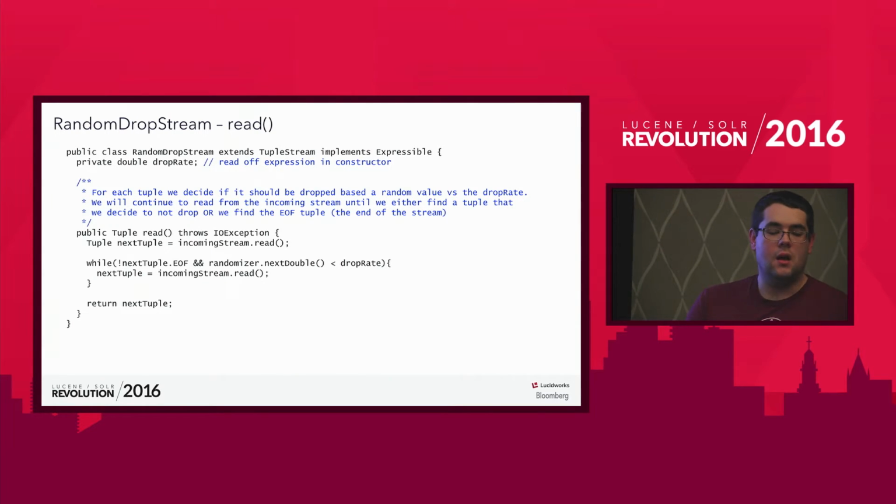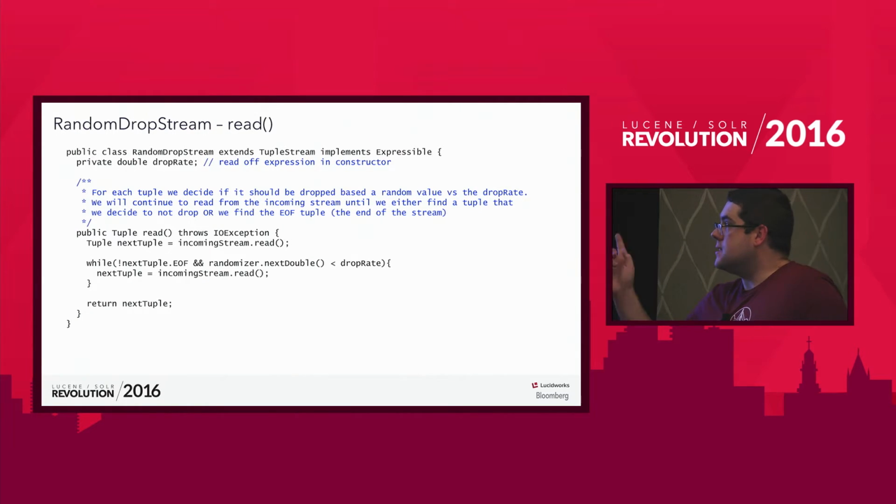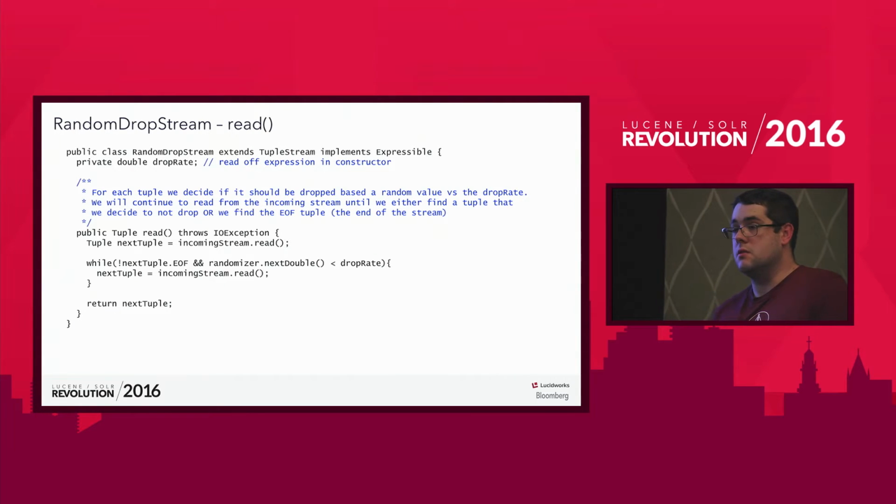And I should mention, at the end of every stream, there's a special tuple called EOF, so you know you're at the end. You've read everything. If you don't see EOF, you haven't read all of your tuples. We then want to make sure, just randomly select some doubles between 0 and 1, and if that's less than our drop rate, we want to read the next tuple off of our incoming stream.